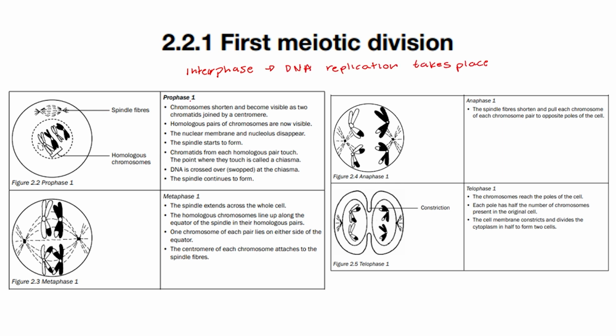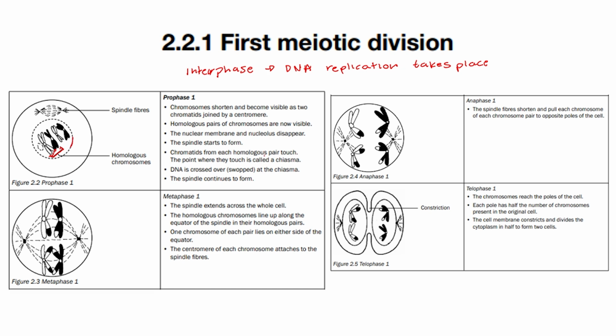homologous pairs. During prophase 1, the chromosomes shorten and become visible as 2 chromatids joined by a centromere, as we can see in this diagram, this being 1 chromosome. Since DNA replication has taken place, it then produces the homologous chromosome pair. The nuclear membrane and nucleolus disappear. This being the nuclear membrane, it will slowly start to disappear.